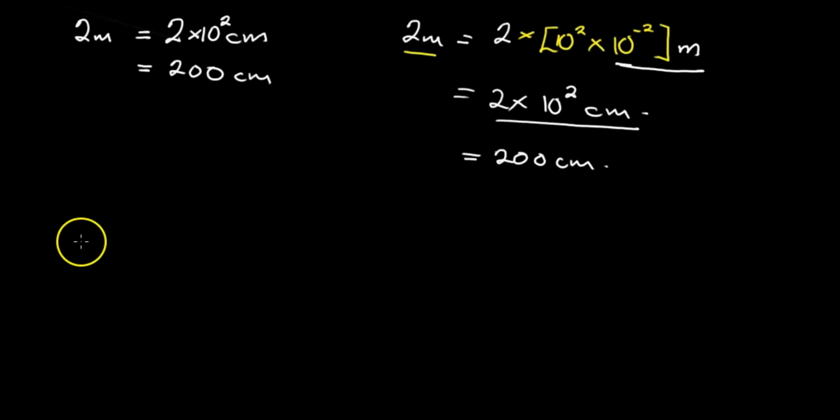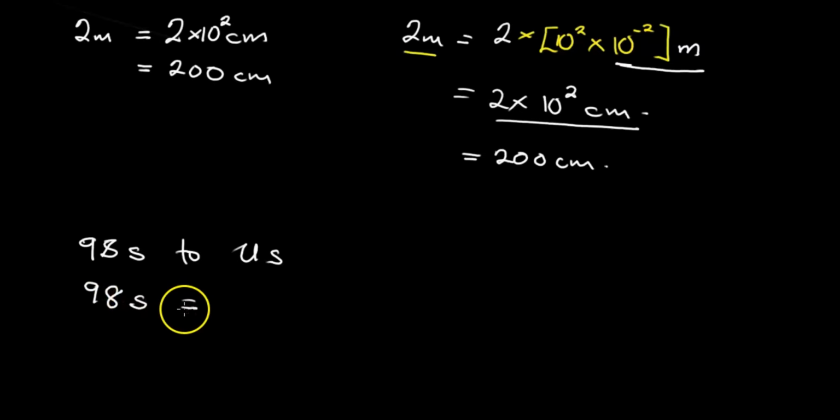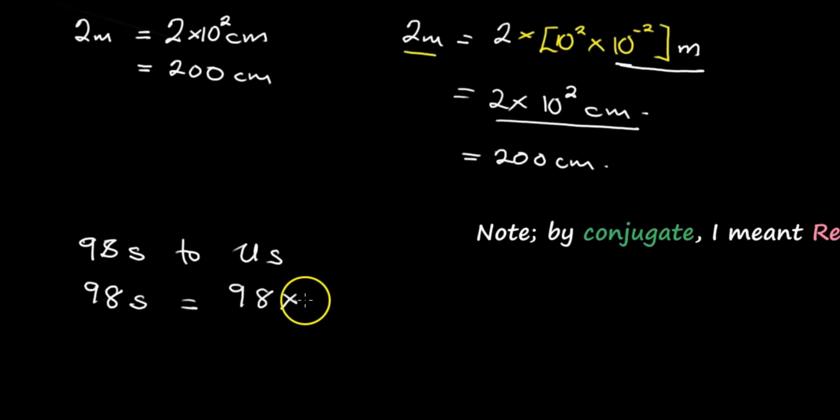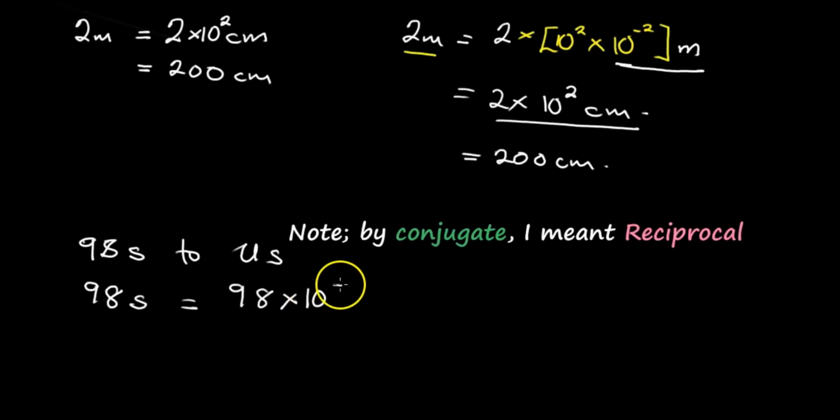Let's try one last example. Let's try 98 seconds to microseconds. We are converting 98 seconds to microseconds. So we have 98 seconds to be equal to, if you also become a master of it, you are just going to write 98. You know micro is 10 exponent negative 6, so you begin with the conjugate of 10 exponent negative 6, which is 10 exponent 6, times 10 exponent minus 6 seconds.